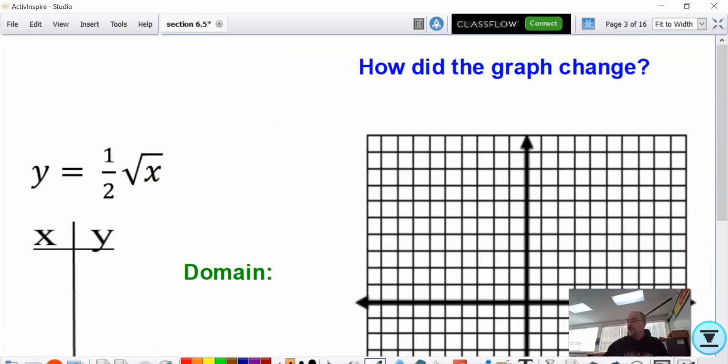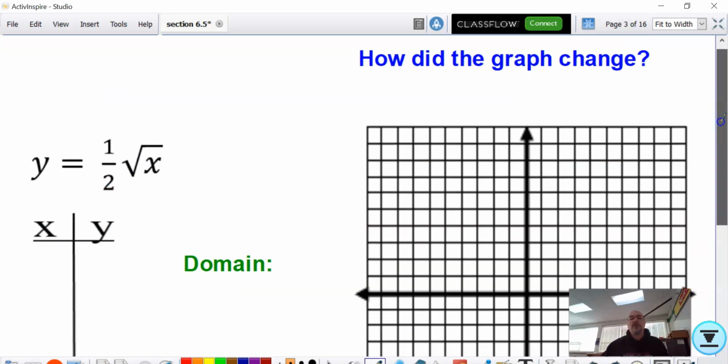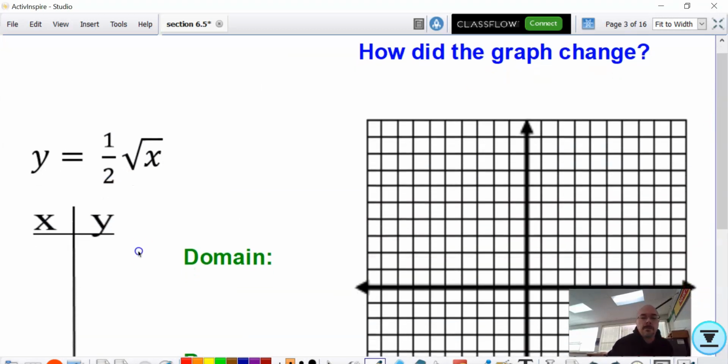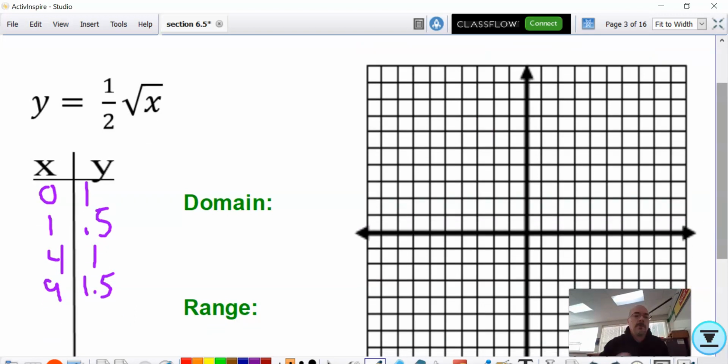All right, so let me go ahead and fill in this table, folks. So again, 0 matched up with 0. 1 matched up with a 1/2. 4 matched up with a 1, and then the 9 matched up with 1 1/2. All right, I'm going to go ahead and graph that. So, whoops, 0, 0. Sorry about that, folks. That's 0, 0. Over 1 up a 1/2, over 4 up 1, and over 9 up 1 1/2. All right.